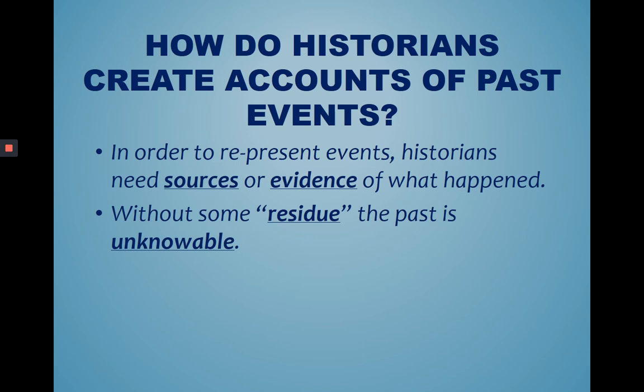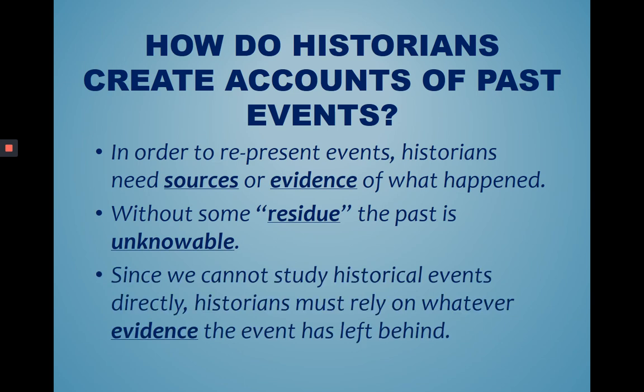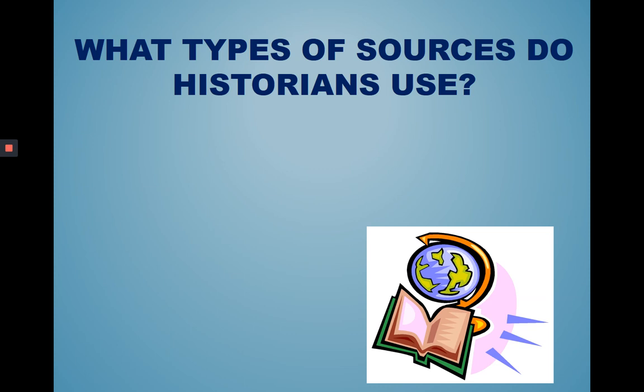Without some residue, the past is unknowable. Without this evidence, we cannot know what really happened. Since we cannot study historical events directly, and again, historical events only happen once and cannot be reproduced, historians must rely on whatever evidence the event has left behind. So what types of sources or evidence do historians use?